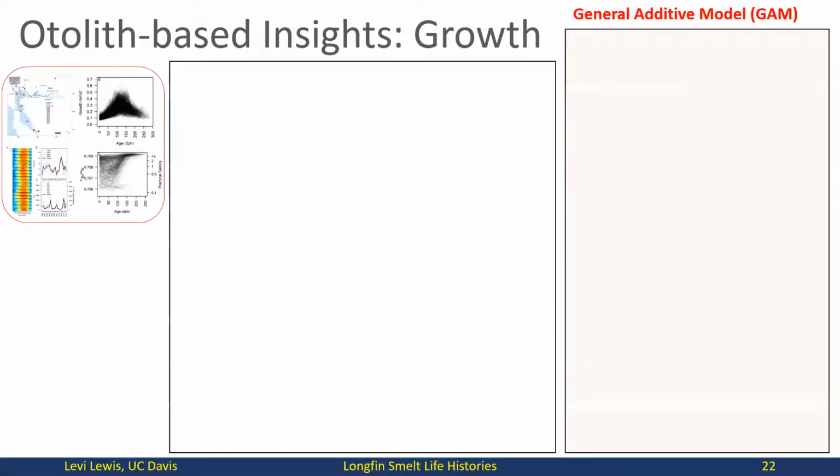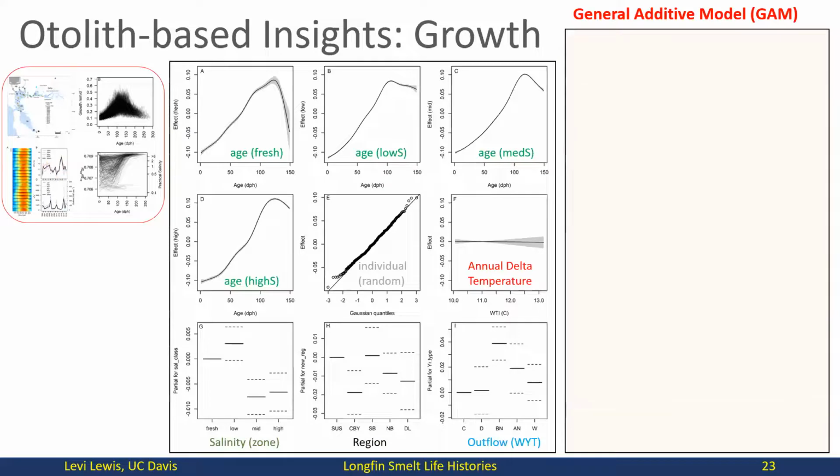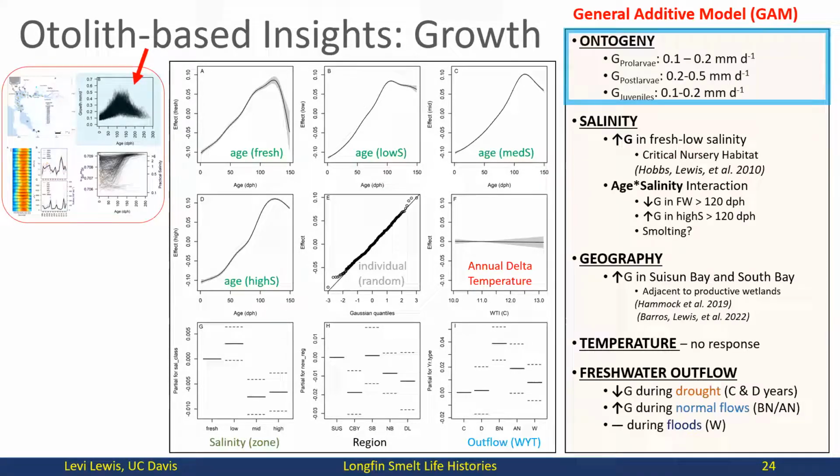So we put these into a general additive model and kind of took a first look at what some of the patterns might be if we look at variation in the growth rates of these fish as a function of several different factors. So these are those results, and I'll just briefly walk through them. So overall, growth rate varied ontogenetically, so with age from 0.1 to 0.5 millimeters per day, with the post-larval pre-juvenile stage growing the fastest.